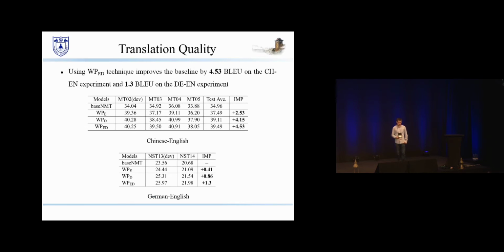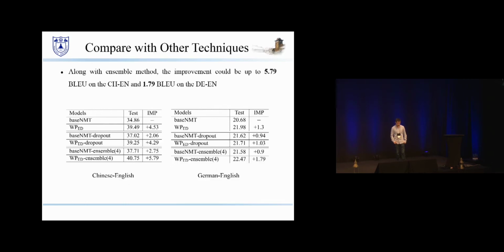These results are case insensitive 4-gram BLEU scores of our model and the baseline. Our model improves 4.5 BLEU over the baseline in the Chinese to English experiments and improves 1.3 BLEU in the German to English experiments. Because we use the prediction to improve the training performance, it will add to the time of the training stage.